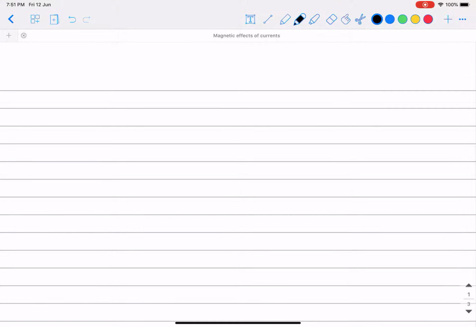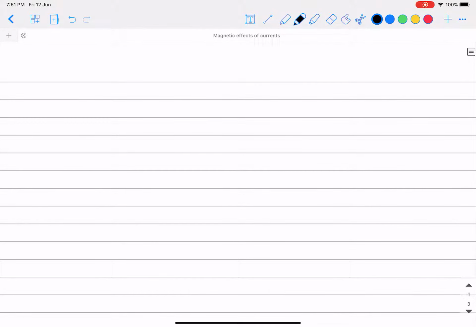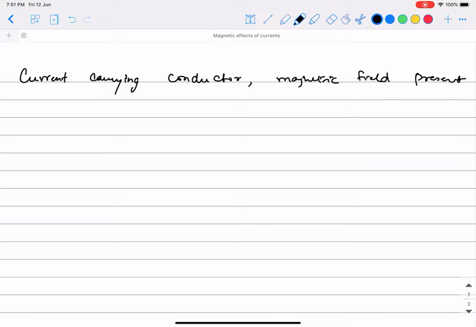So till now, we discussed the topics based on Biot-Savart law. That is, in this chapter, we understood that when there is a current carrying conductor, what is present around it? There is a magnetic field present around it.